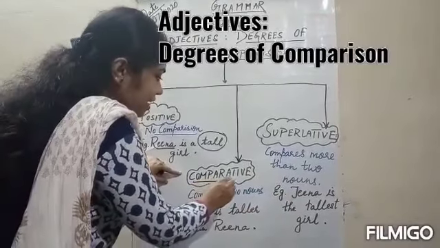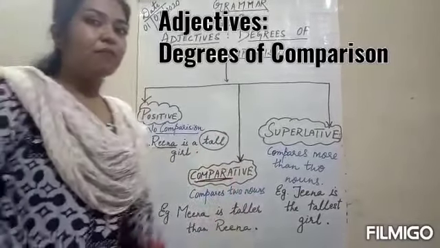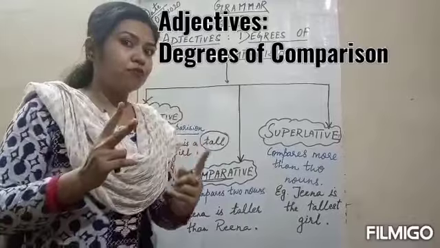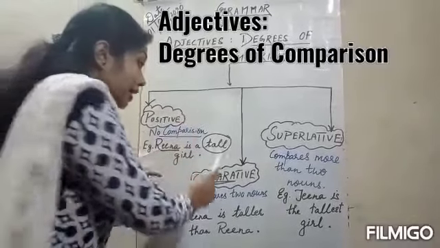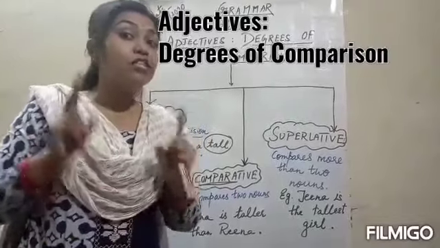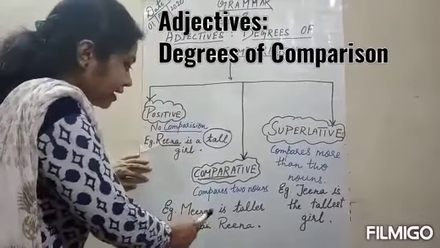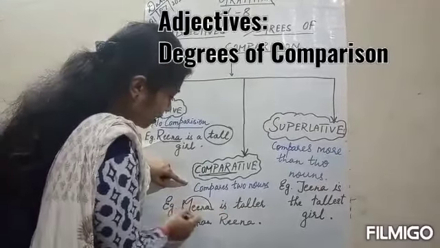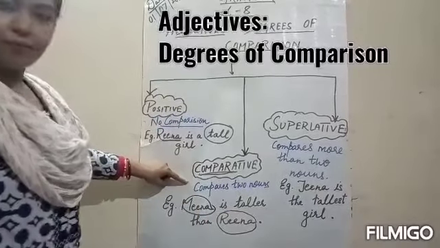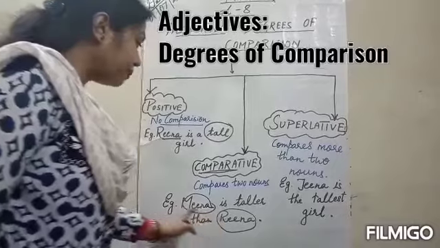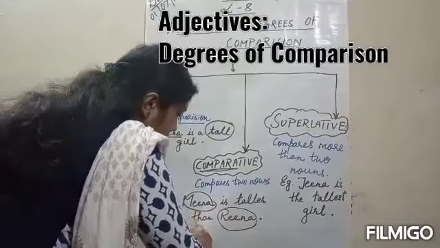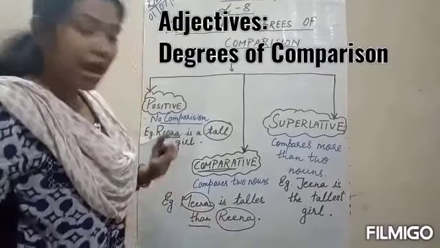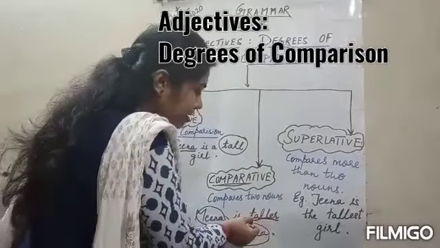As the name itself suggests, students, comparative means we have to compare, or where we are comparing between two nouns. Mind it, dear students, in comparative degree there should be only two nouns for the comparison, like Meena is taller than Reena. In comparative degree, two nouns should be there, okay? And whenever we are comparing between two nouns, we are always using than. So in comparative degree, while comparing two nouns, we have to use than. Okay, and the adjective will be taller.